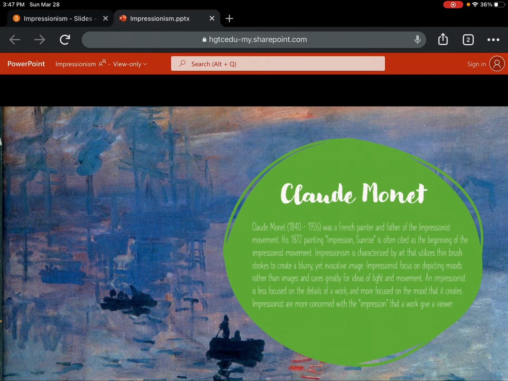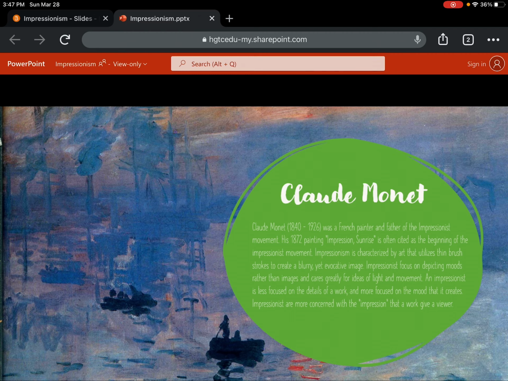Impressionism is characterized by art that utilizes thin brushstrokes to create these blurry yet evocative images. So when you look at this picture here, in one way it's not very lifelike, it's not very photorealistic. But when you stand back from it and begin to look at the ways that he plays with light and reflection, and how all of these little strokes, even though they're not perfectly blended together, come together, they create a more hazy, moody feeling of what he's trying to portray.